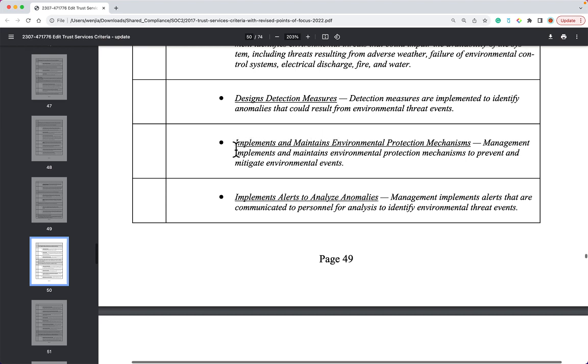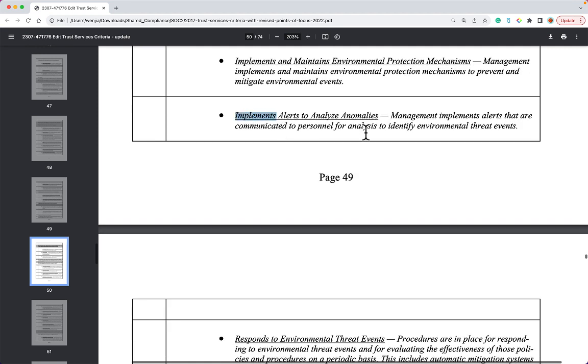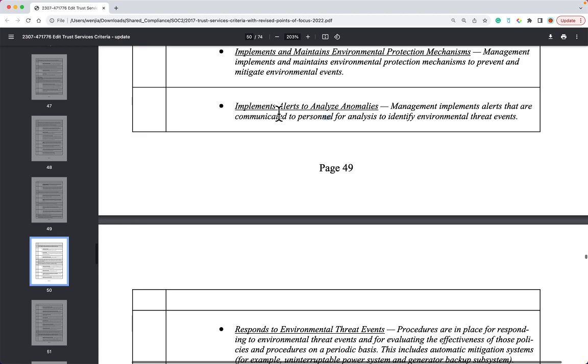Next point, implements and maintains environmental protection mechanism. You design, and now next is to implement, and of course you need to maintain. Next point, implements alerts to analyze anomalies.